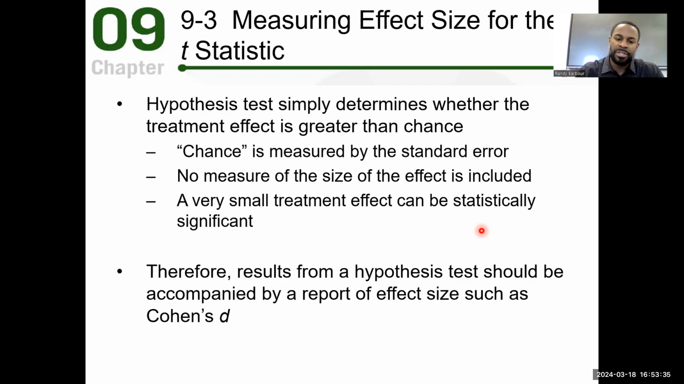Therefore, it says the results of a hypothesis test should be accompanied by a report of the effect size, such as Cohen's d. Every time that we do this, we make that decision for rejecting or failing to reject the null hypothesis. You also want to have an effect size measure because it allows me to see how big that difference is. What is the magnitude of that difference? Not is there a difference, but how big is that difference?